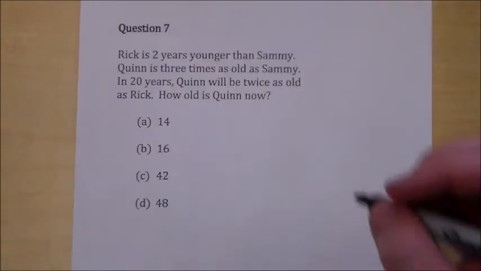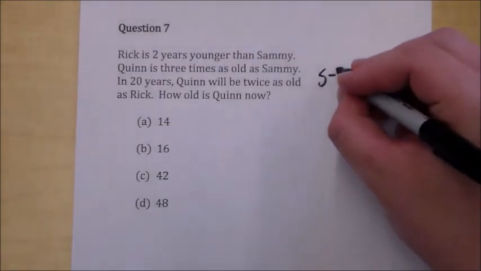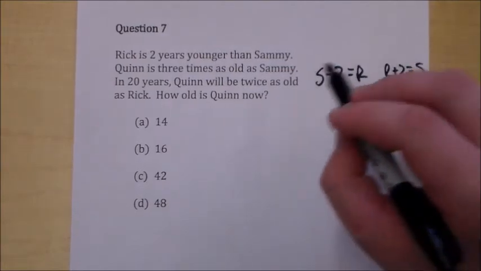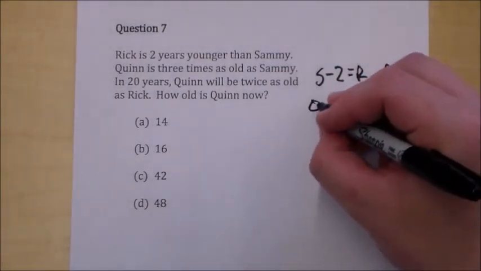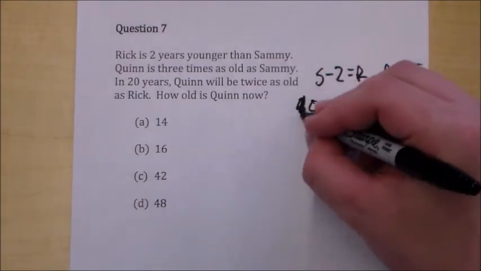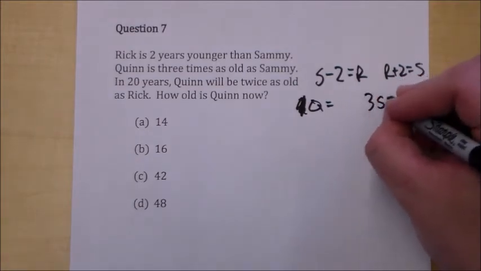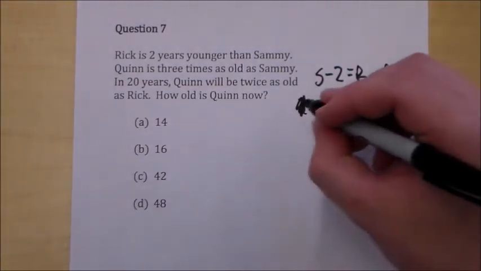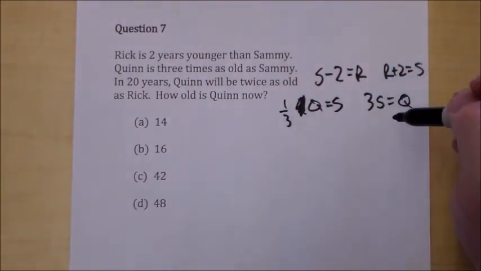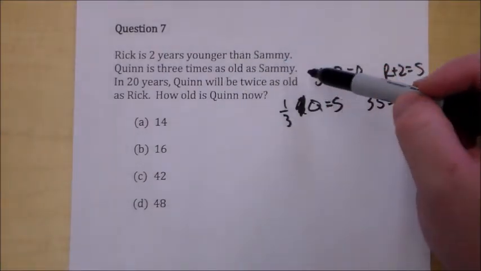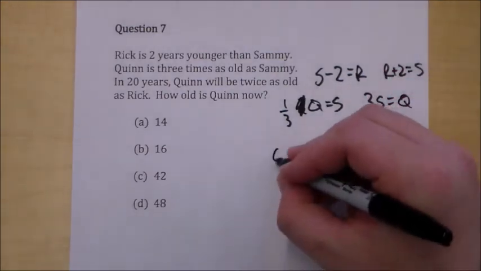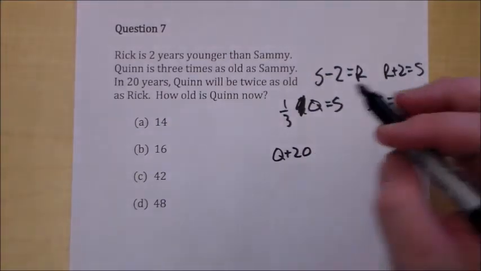All right, stay with me. Rick is 2 years younger than Sammy, so Sammy minus 2 equals Rick, or you can think about it as Rick plus 2 equals Sammy. Quentin is 3 times as old as Sammy, so I want to multiply Sammy by 3 to get to Quentin, or I can say 1/3 Quentin equals Sammy. That's right? Quentin is 3 times as old as Sammy, so 1/3 times Quentin equals Sammy, or 3 times Sammy equals Quentin. In 20 years, so Q plus 20, Quentin will be twice as old as Rick.